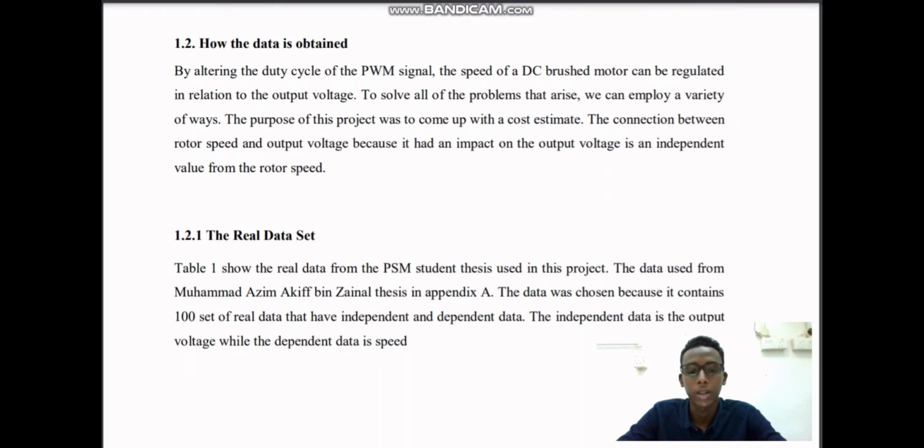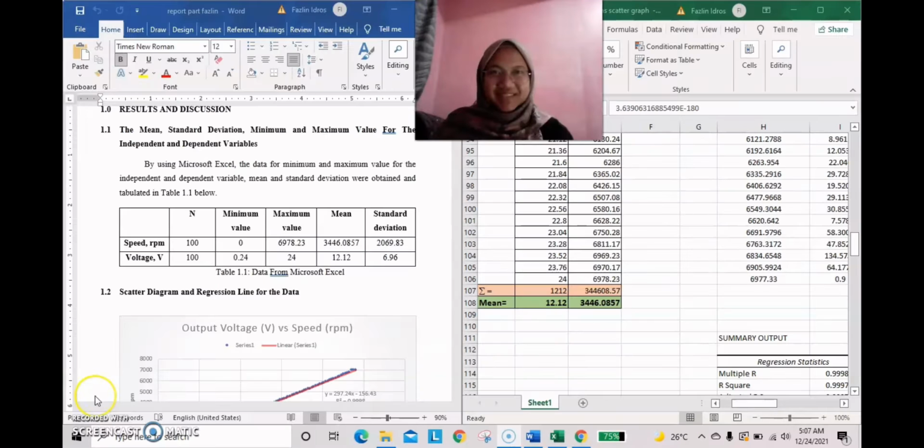How the data is obtained. The data is obtained from the Quartus II software, which is used to design the switching scheme through the field programmable gate array (FPGA) board made by Intel Altera. To solve all the problems that arise, we can employ a variety of ways. The purpose of this project was to come up with the cost estimate, with the connection between the rotor speed and output voltage, because it had an impact on the output voltage, which is an independent value from the rotor speed.